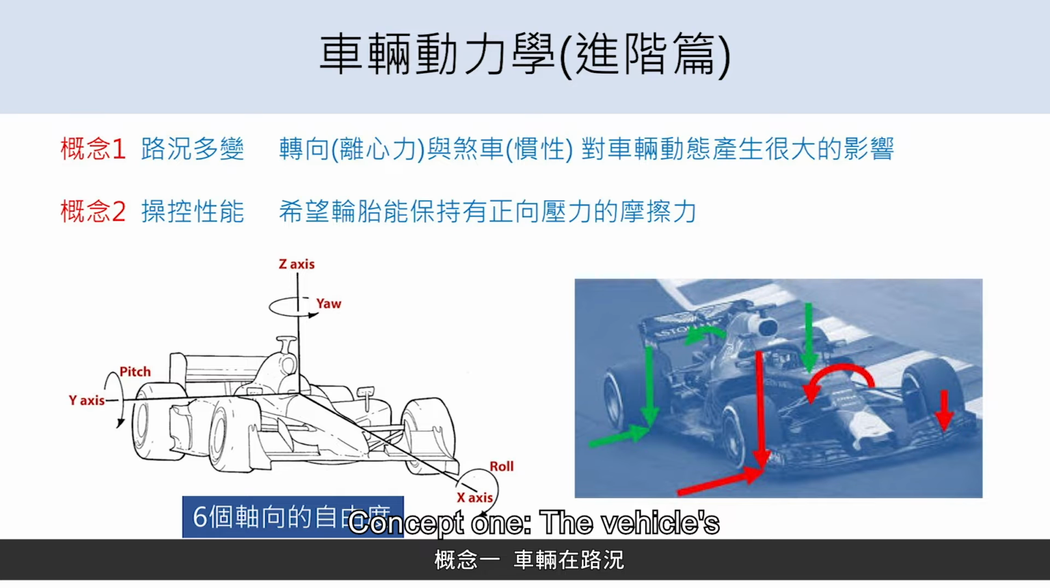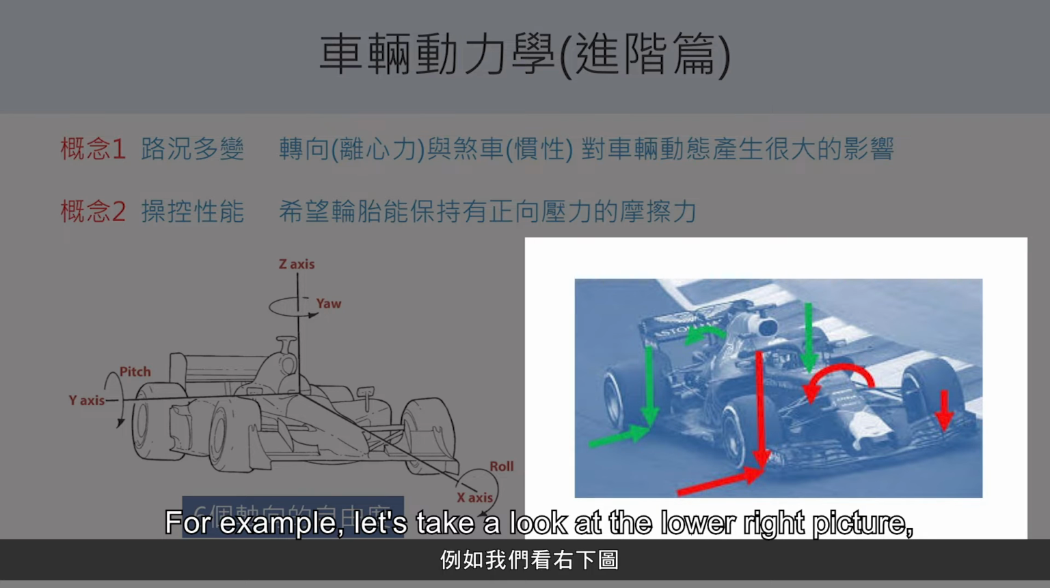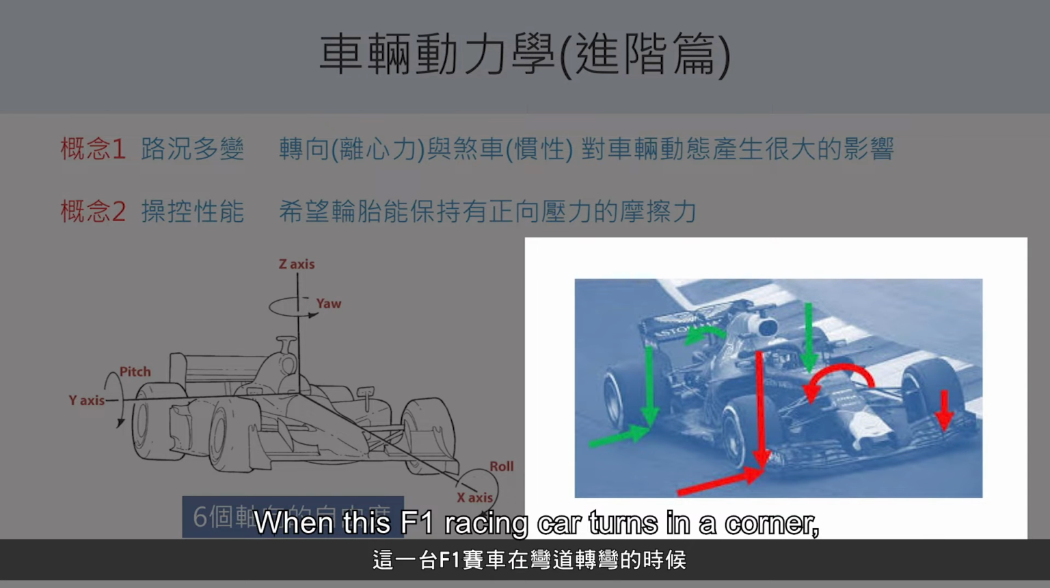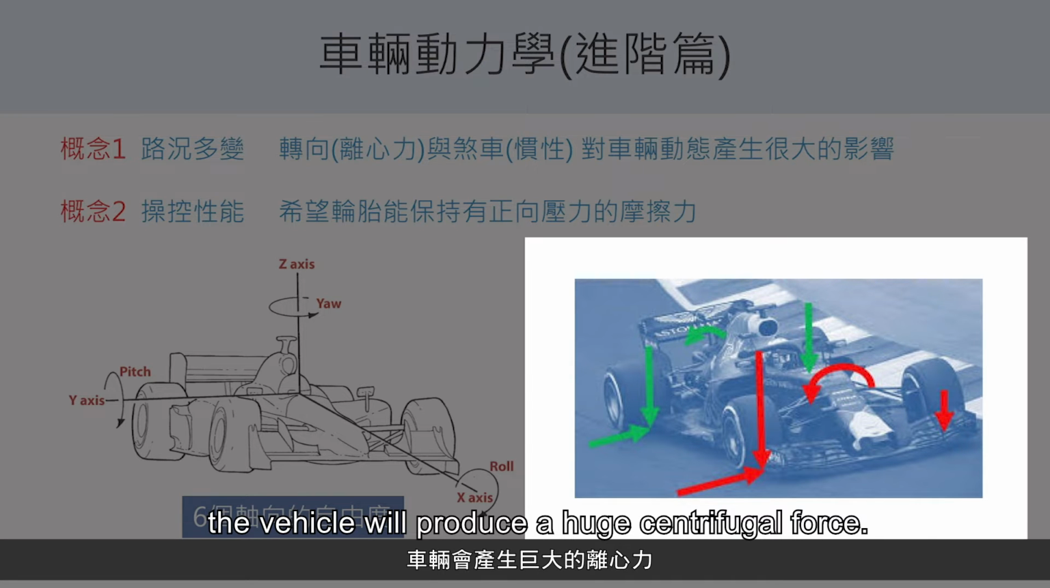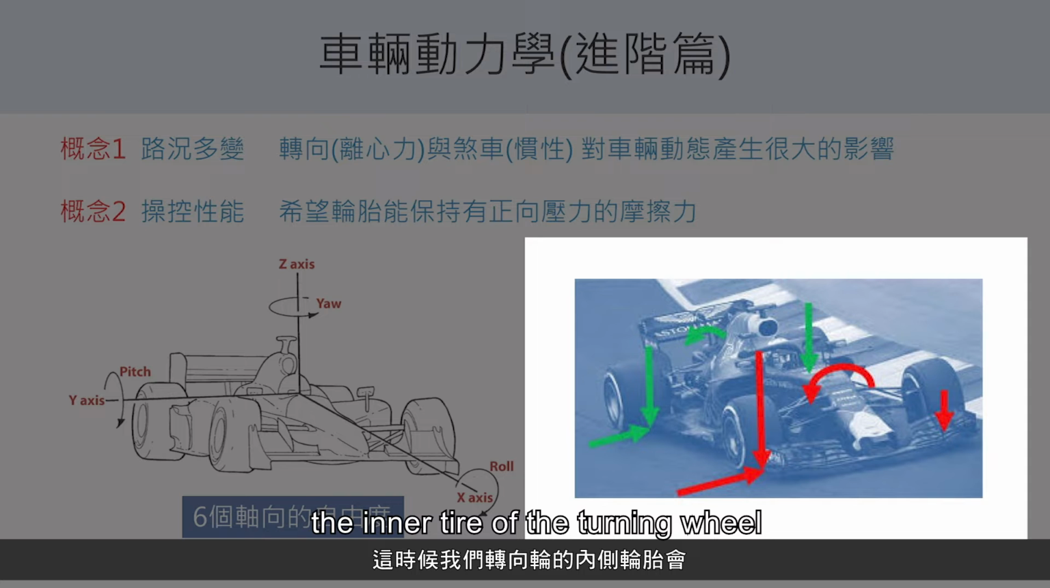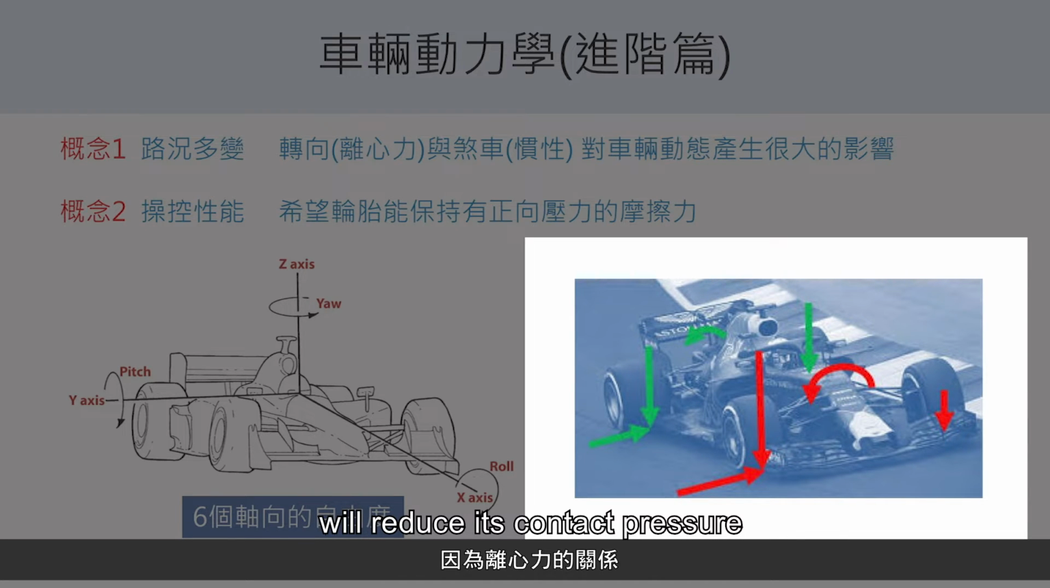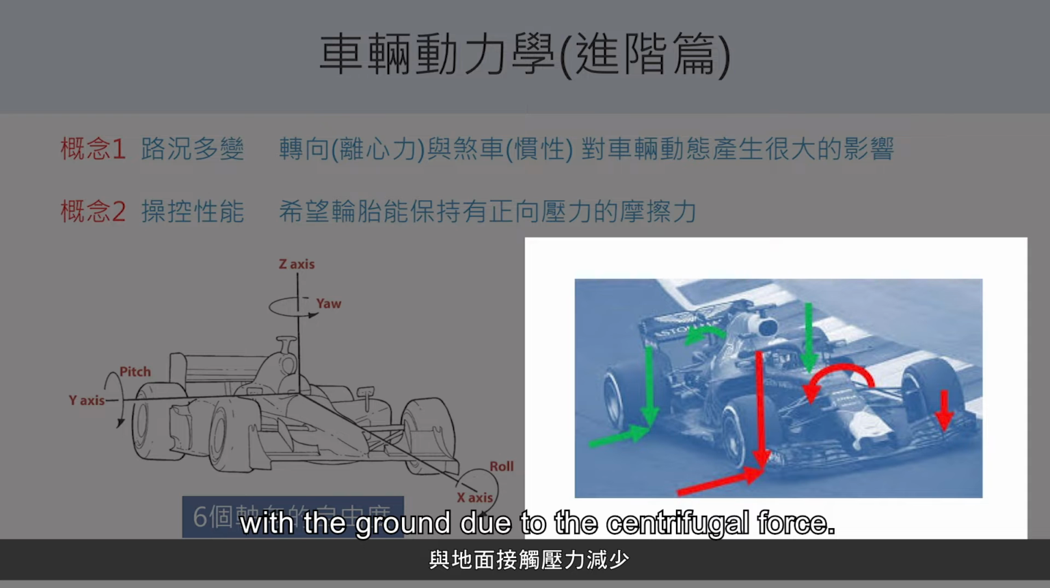Concept 1. The vehicle's original dynamics can be greatly affected under circumstances with dramatic changes in road variables and driving conditions such as steering and braking. For example, let's take a look at the lower right picture. When this F1 racing car turns in a corner, the vehicle will produce a huge centrifugal force. The inner tire of the turning wheel will reduce its contact pressure with the ground due to the centrifugal force.